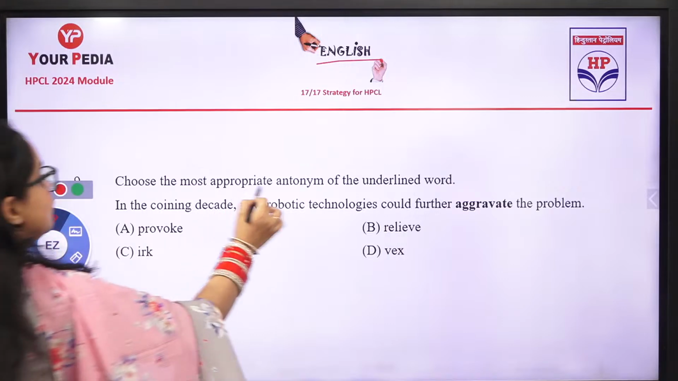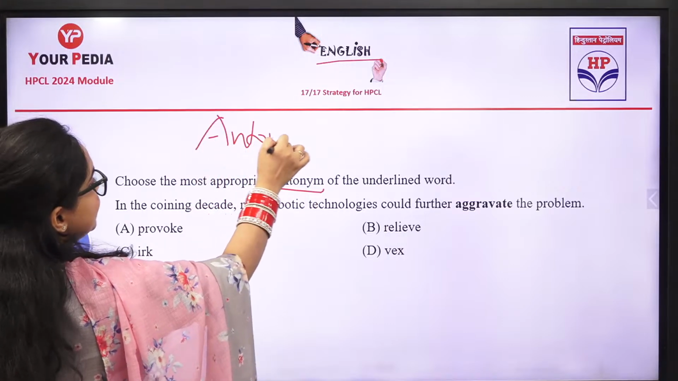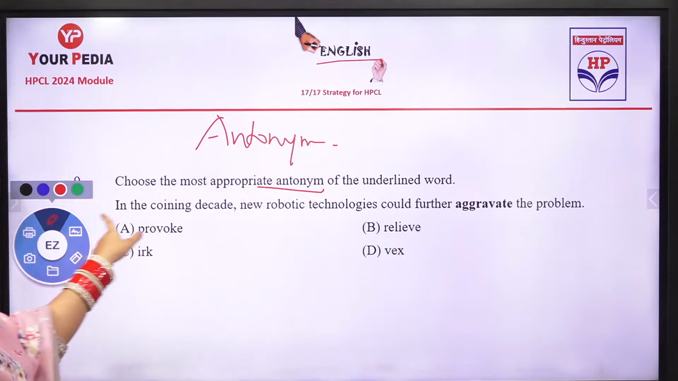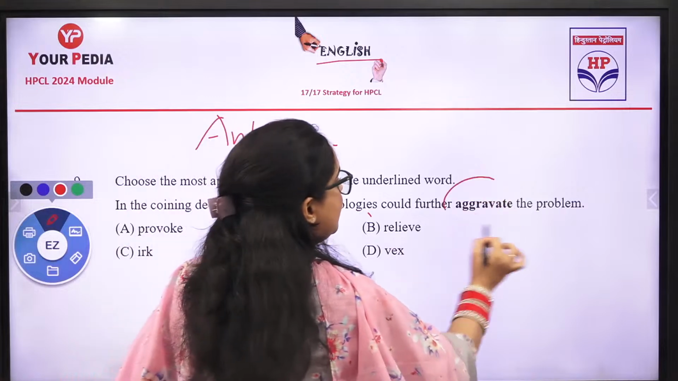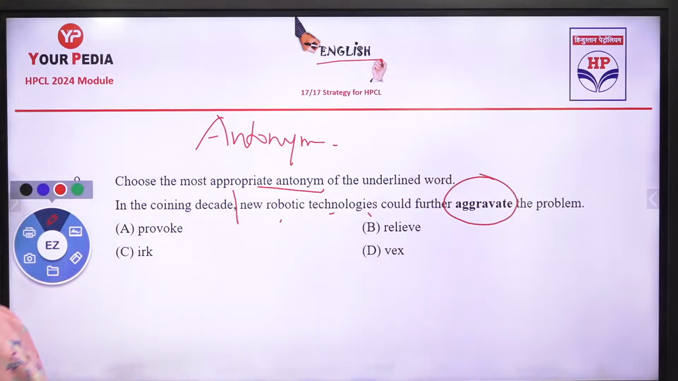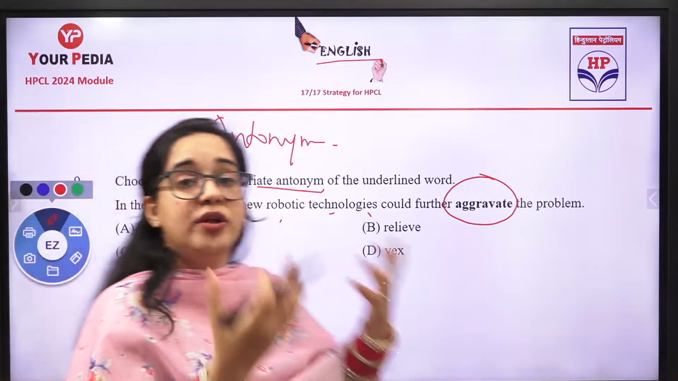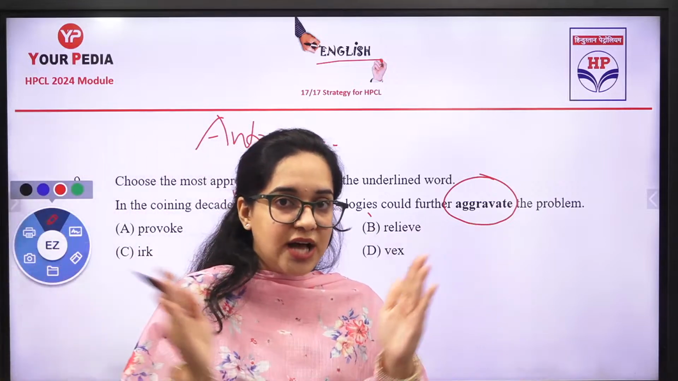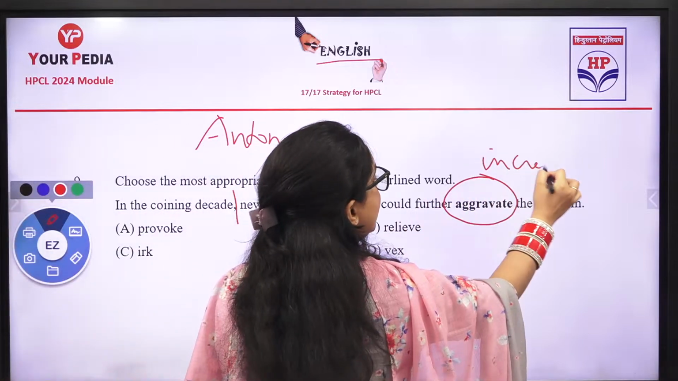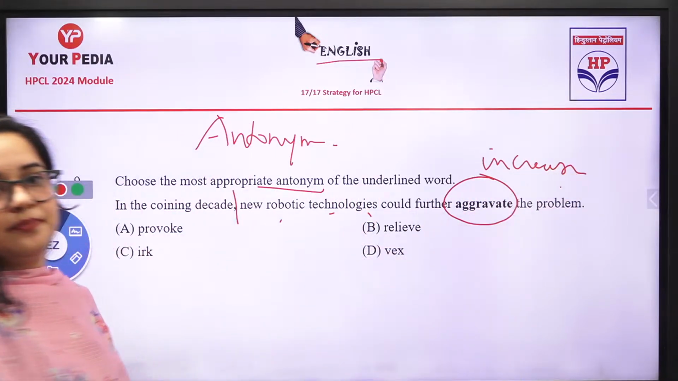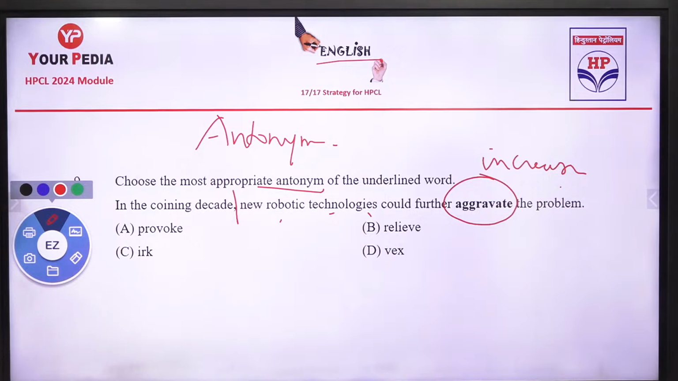Now here you have to choose the antonym, the opposite. And the question is, in the coming decade, new robotic technology could further aggravate the problem. What is the opposite of aggravate? Aggravate is something that enhances. बढ़ाना. तो घटाने के लिए क्या word आएगा? Aggravate is to increase. What will be the word for decrease? What will be the word for decrease, guys? Provoke, irk, relieve, vex. So what can be the word?